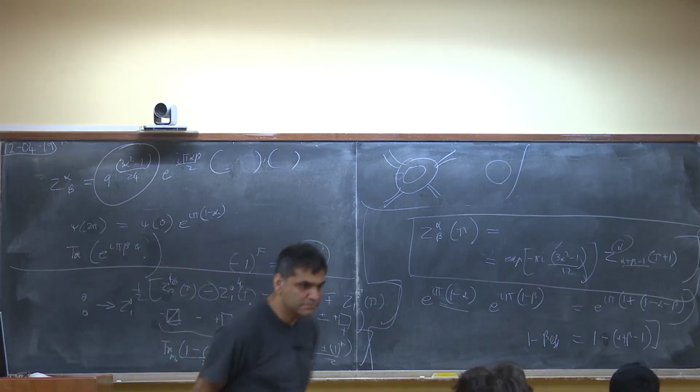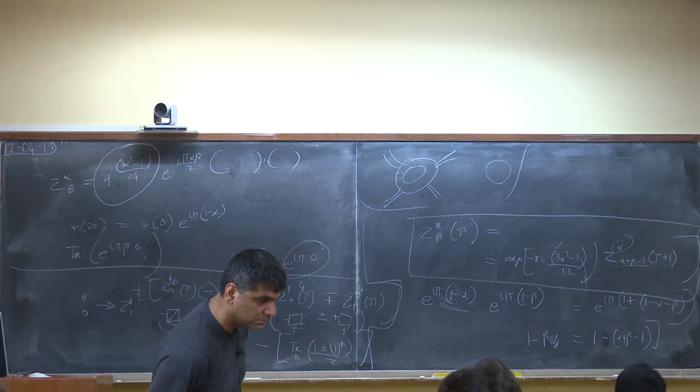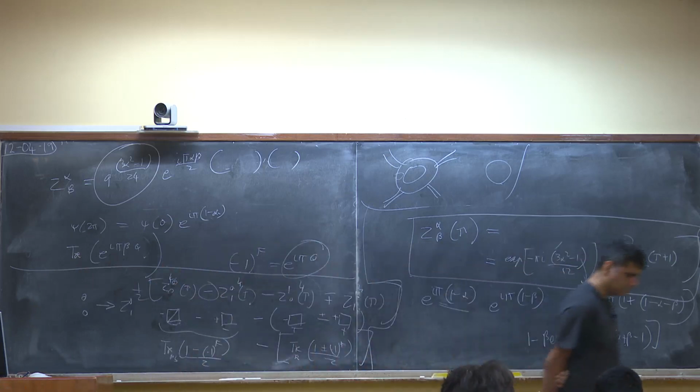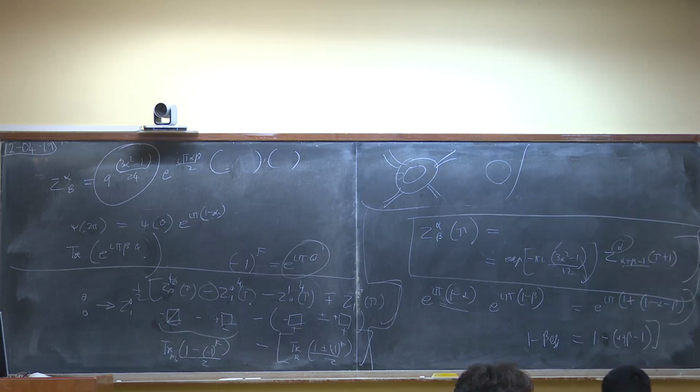Usually when you have anomalies, you have a partition function which is non-gauge invariant when you turn on a background gauge field. But the failure of gauge invariance satisfies some conditions, a minimum consistency condition. This phase factor satisfies something analogous to that. That will be like a sort of criteria.